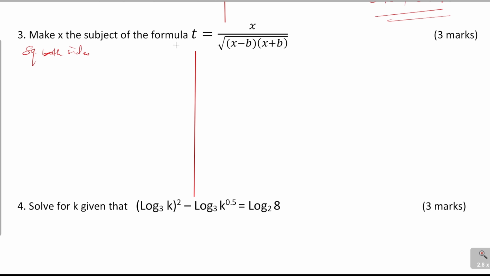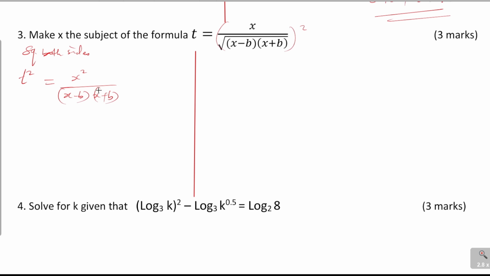So square both sides, and the reason why we do this is to remove this root sign that is here. When you square t, you get t squared. Then when you square the right hand side, for the numerator you get x squared. Then for the denominator, the root sign will be eliminated, and you will be left with x minus b, x plus b. That is what you get.